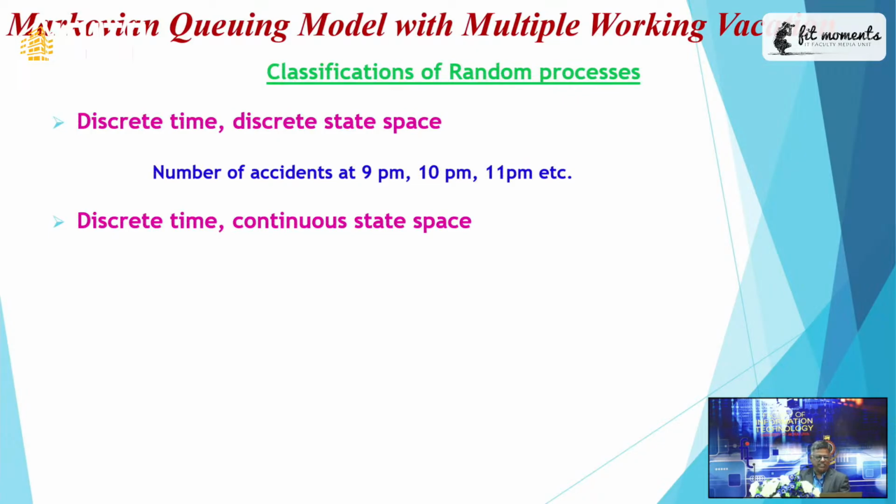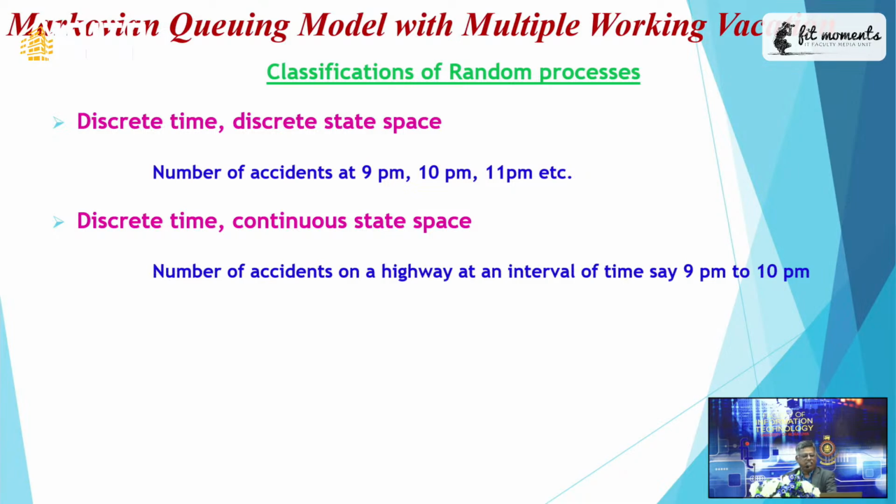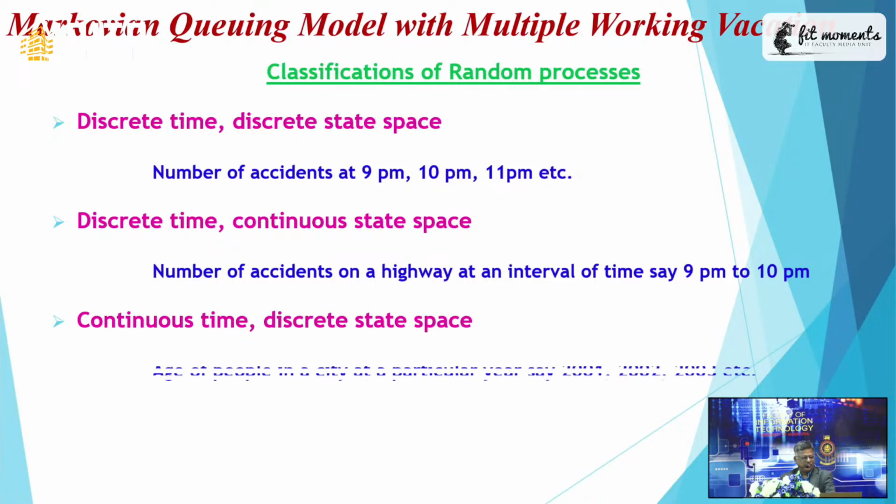There are four classifications. Discrete time, discrete state space: this is the number of accidents at some time, 9 p.m. or 10 p.m., 11 p.m. Next one is discrete time, continuous state space: number of accidents on a highway in an interval between particular times, 9 to 10. Next one is continuous time, discrete state space: this is the age of people in a city in a particular year, 2001, 2002, whatever it is.